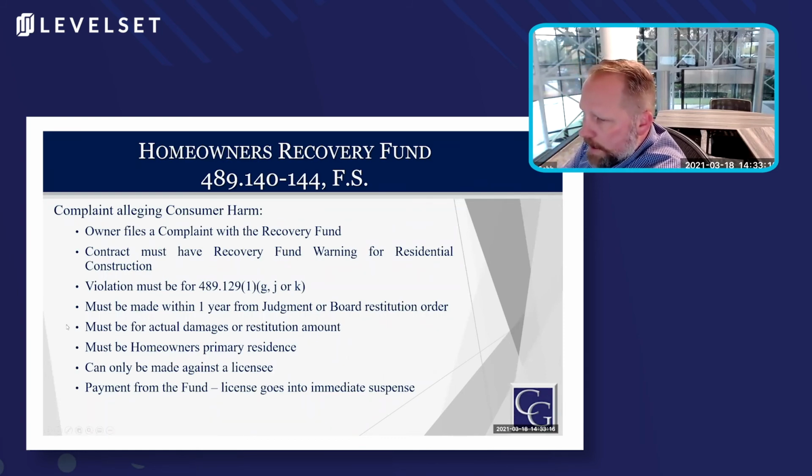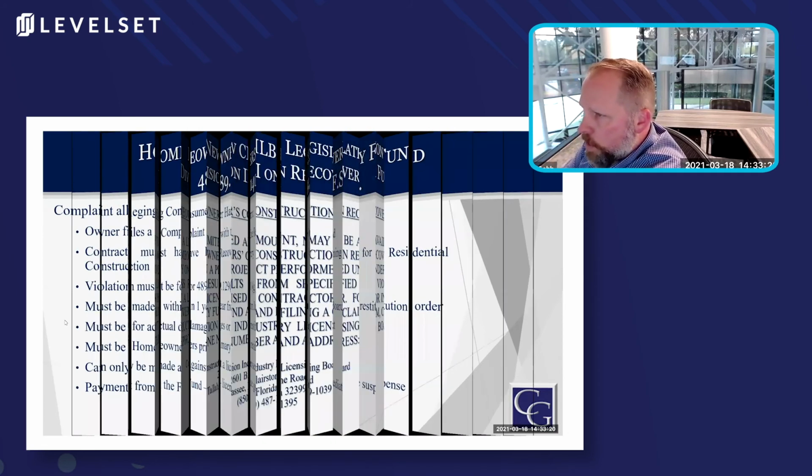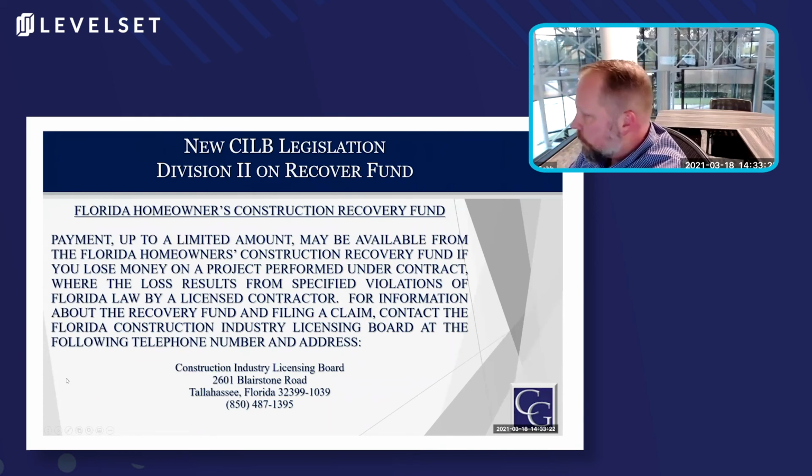You, as a contractor, are obligated to have warning language if you're doing residential work, to have this warning language in your contracts. If you don't have this warning language in your contracts and you are doing residential work, you run the risk of getting disciplined. It's a minor violation, but it can be disciplined nonetheless.